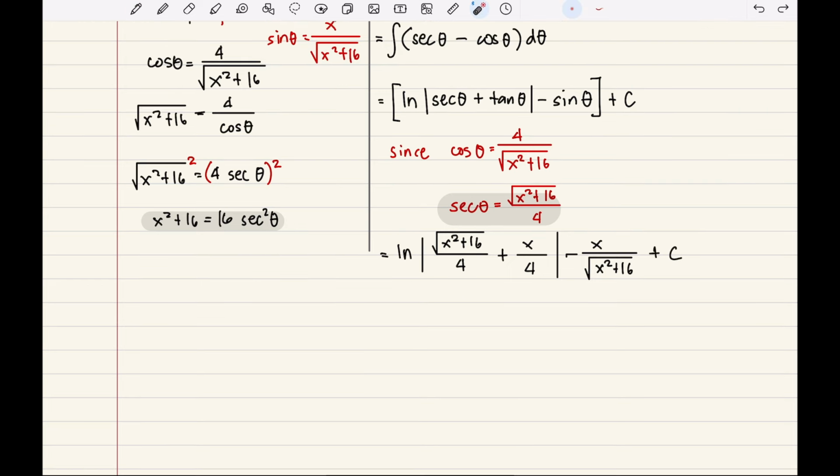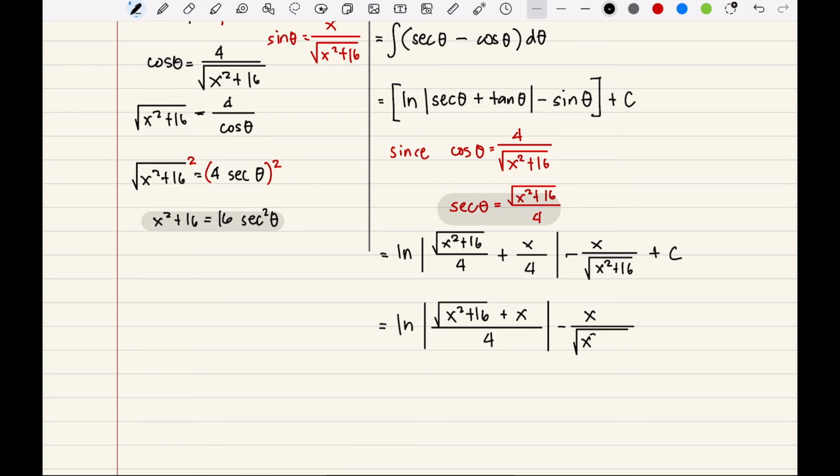And then meron pa tayong mga simplification na pwede i-apply dito sa ating integral. So at this part of the equation, meron tayong common denominator na 4. So we have square root of x squared plus 16 and then plus x. This will be yung numerator natin all over a denominator of 4. And then copy paste x all over square root of x squared plus 16 plus c.